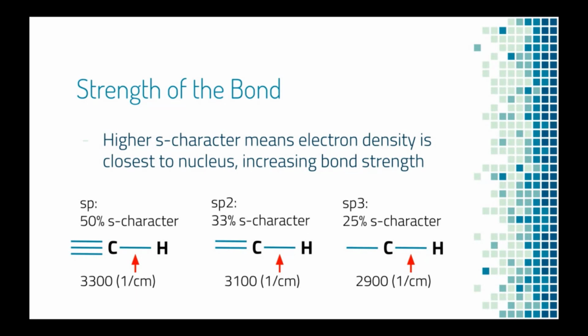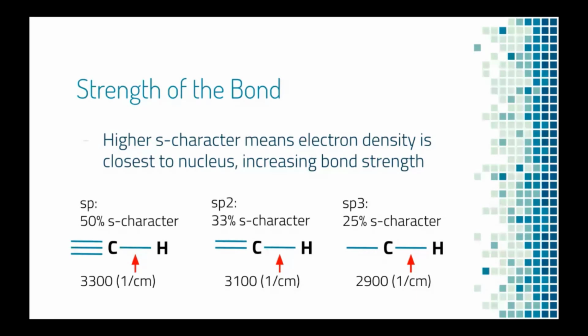A higher s character means electron density is closest to the nucleus, increasing bond strength. If you guys remember back to OChem 1 or perhaps even Gen Chem before that, we know that the s orbital is closest to the nucleus. And so that means that the more s character a bond has, the stronger the bond will be. And as a result, the frequency would be higher.